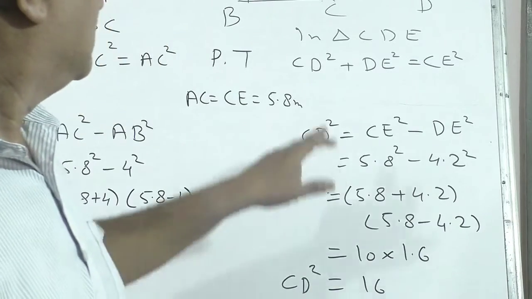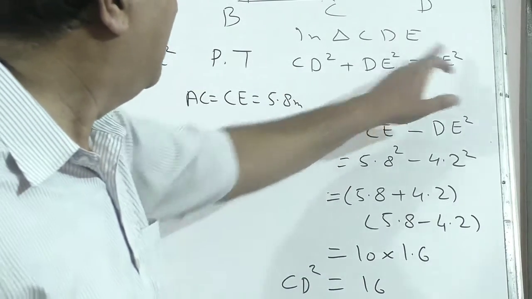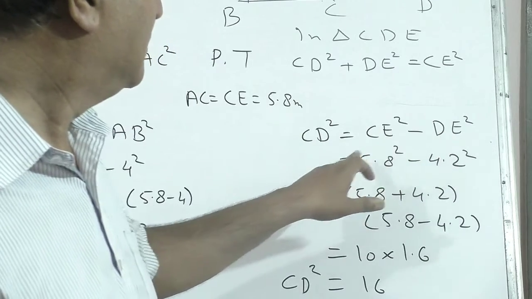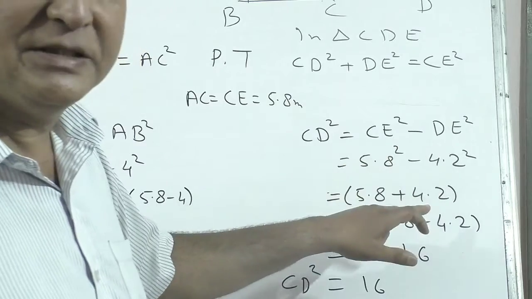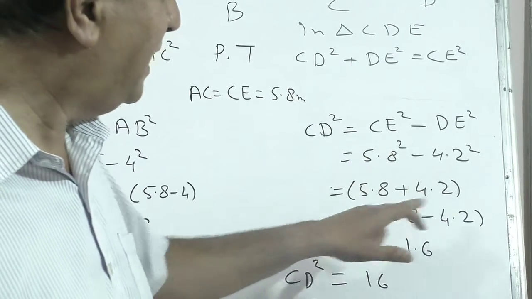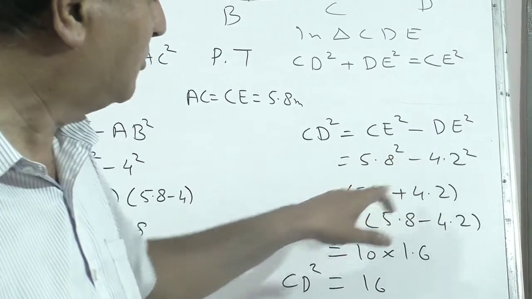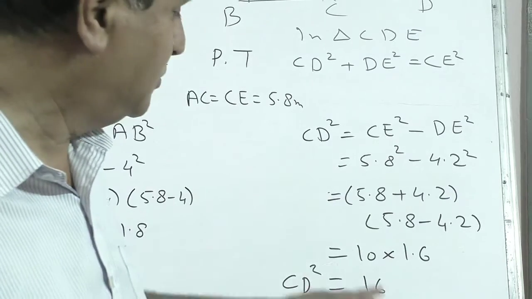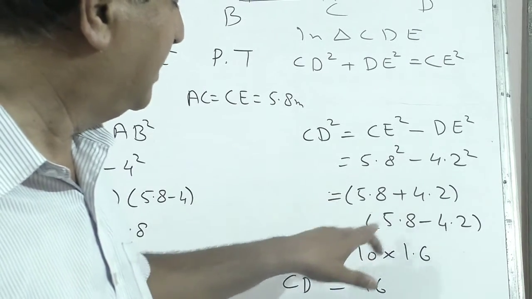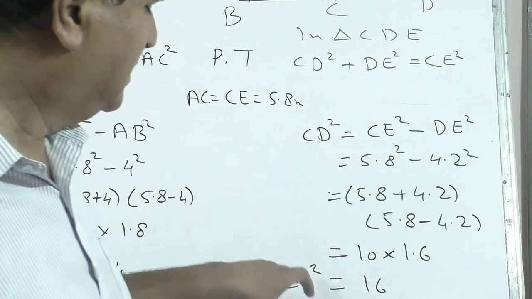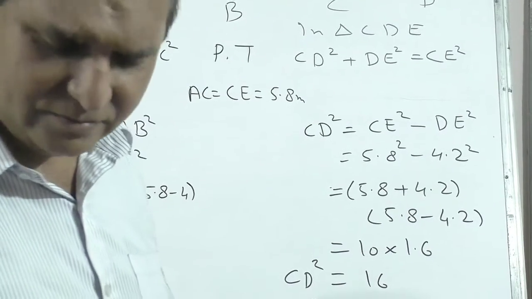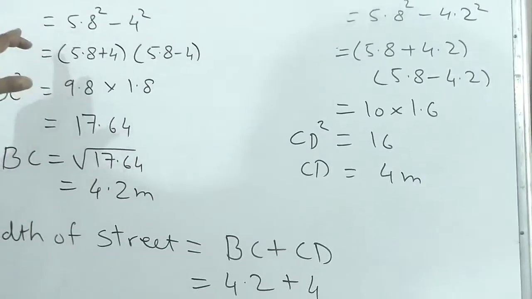So CD square equals CE square minus DE square. So 5.8 square minus 4.2 square. See, this is a square minus b square, which is a plus b, a minus b. I am doing 5.8 plus 4.2, 5.8 minus 4.2. 10 into 1.6, just addition subtraction. 16. CD square is 16, CD is 4 meter. CD we got here.